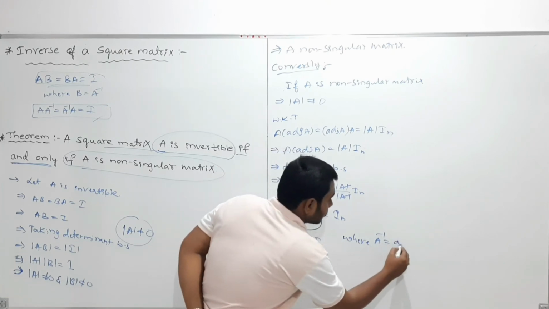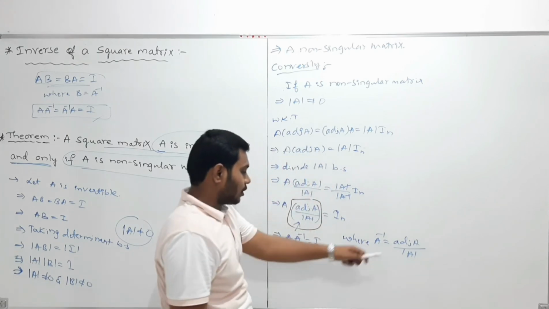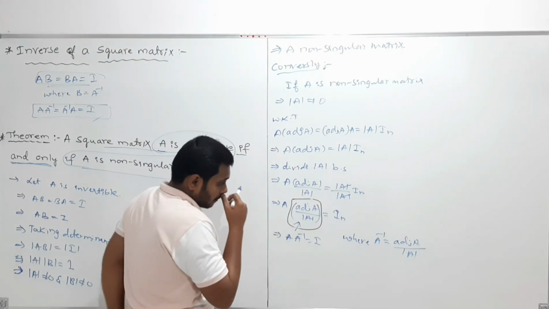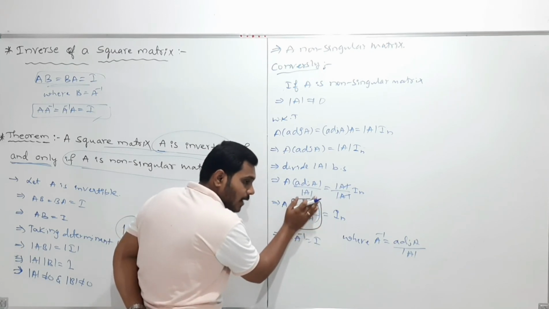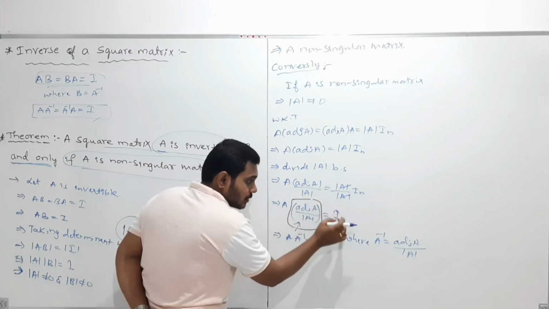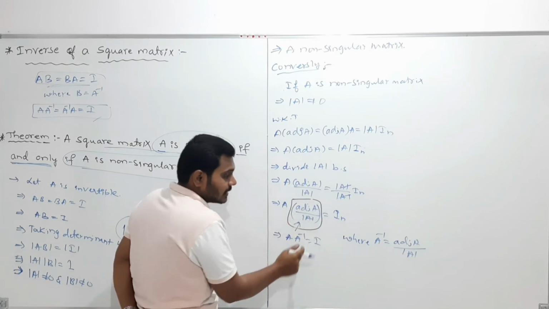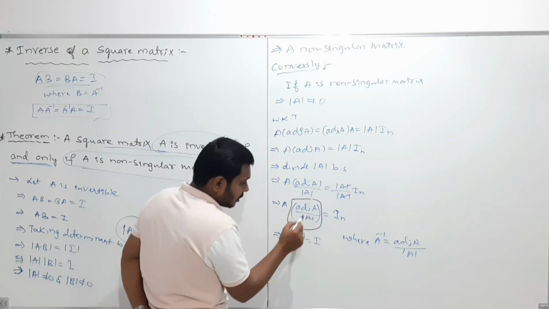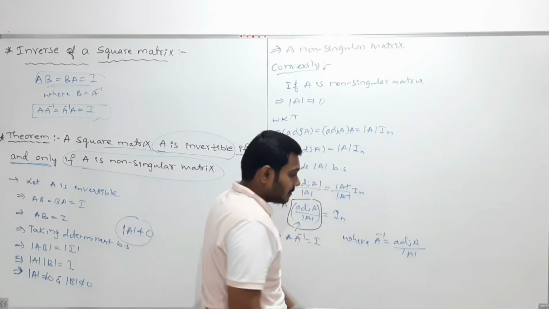So what is that? A inverse is equal to adjoint of A divided by determinant of A. Clear? So now, my dear students, this I can call A inverse, because A multiplied by some matrix gives the identity matrix, which means I can call it the inverse. So A inverse is equal to adjoint of A divided by determinant of A.